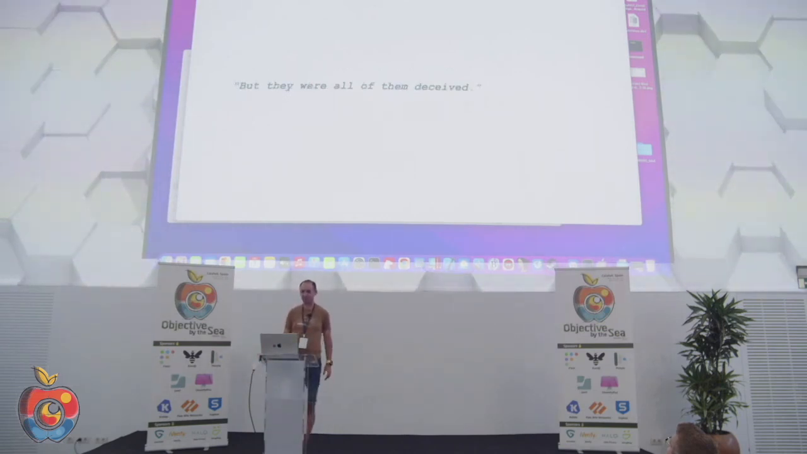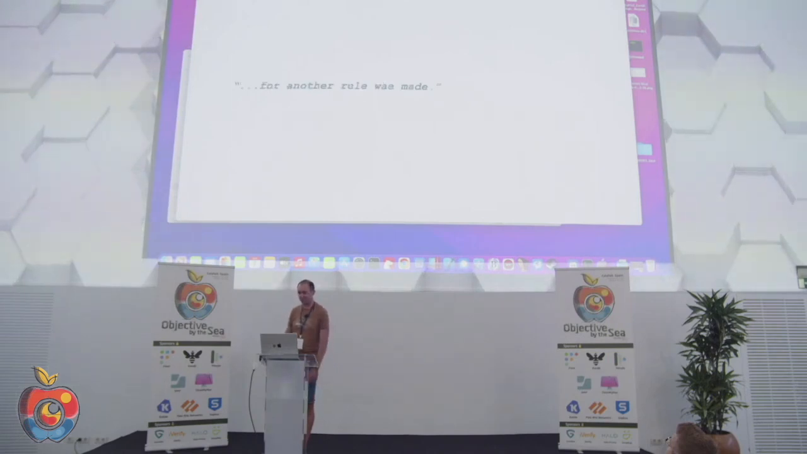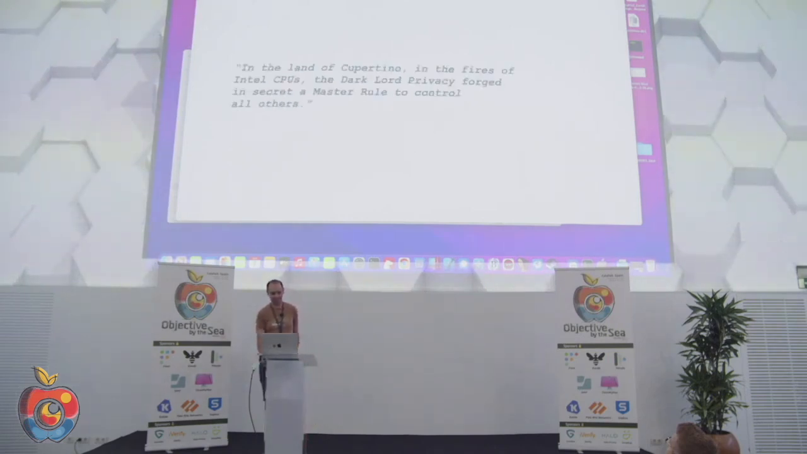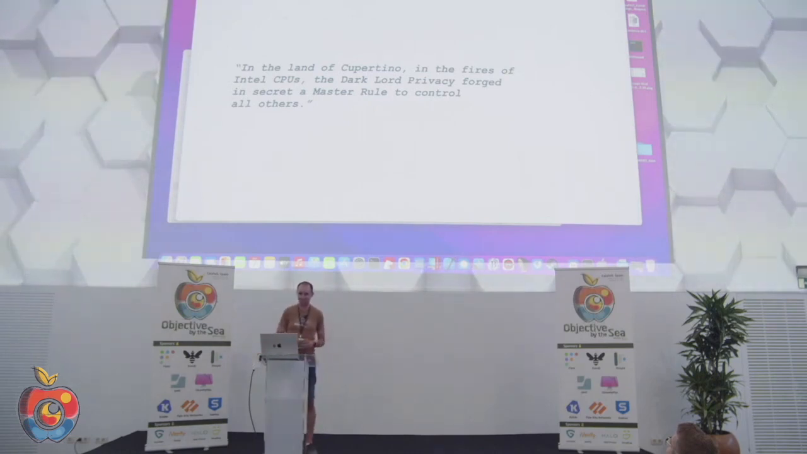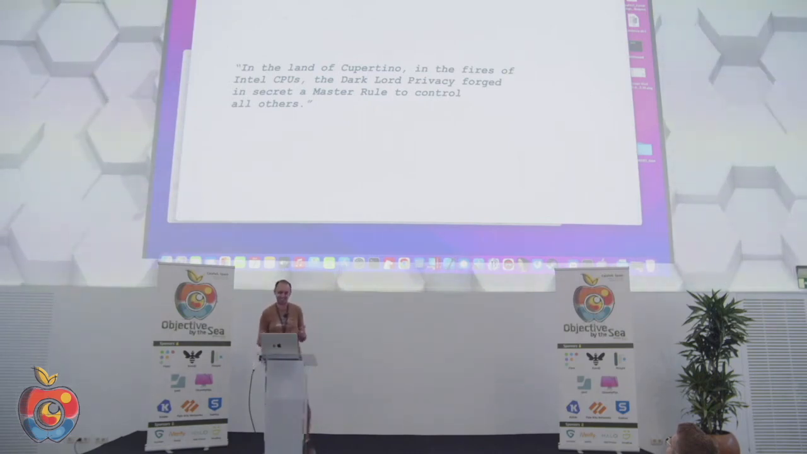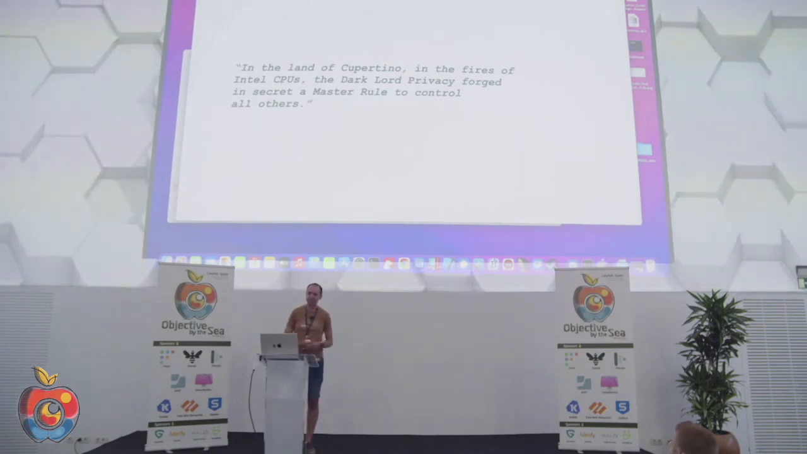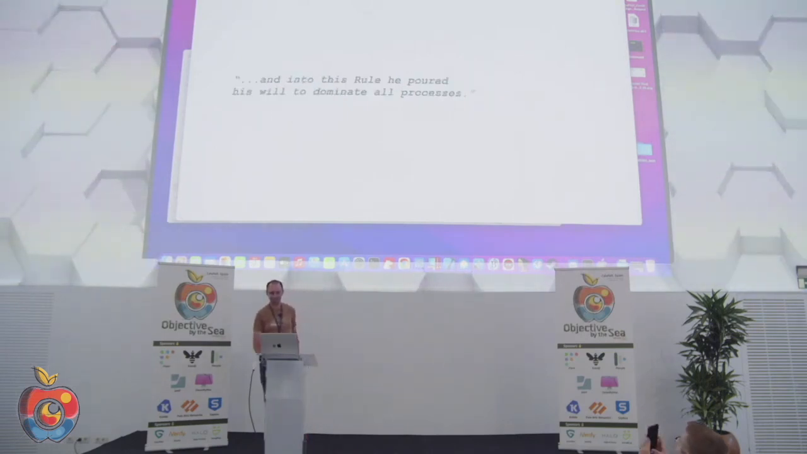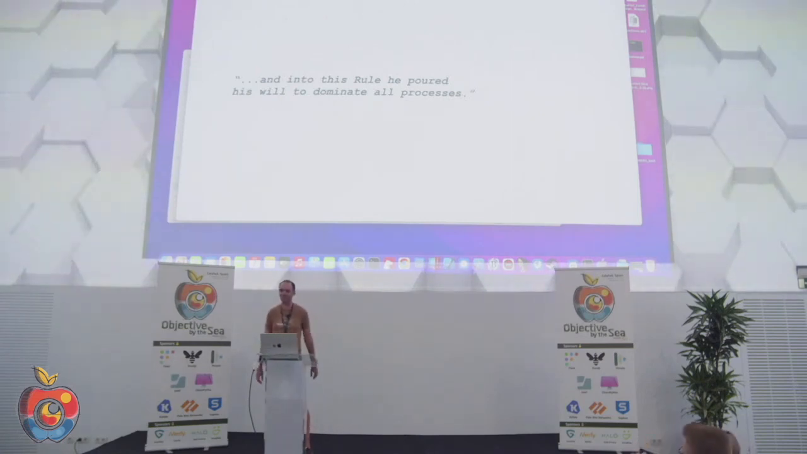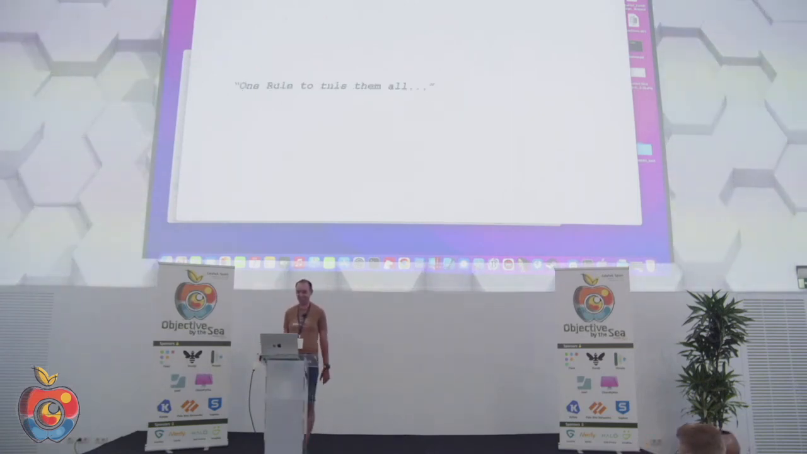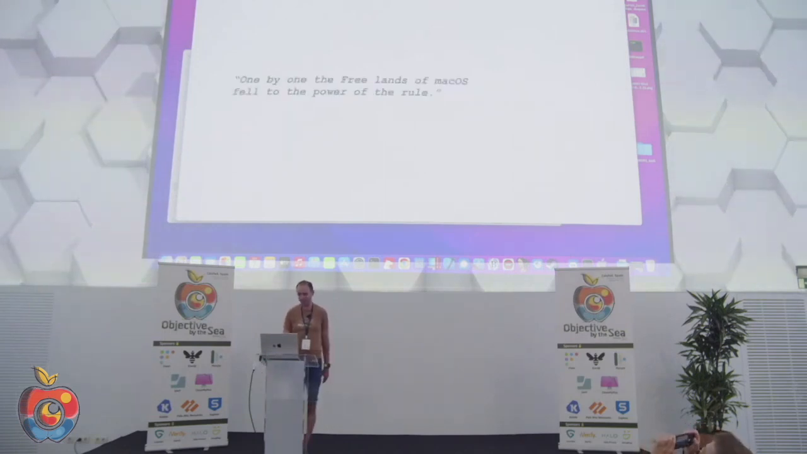But they were all of them deceived. For another rule was made. In the land of Cupertino, in the fires of Intel CPUs, the dark Lord Privacy forged in secret a master rule to control all others. And into this rule, he put his will to dominate all processes. One rule to rule them all.